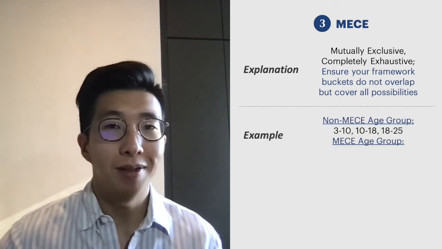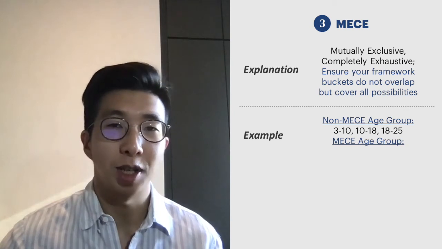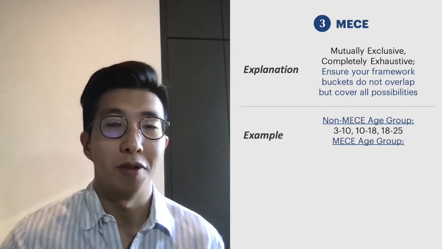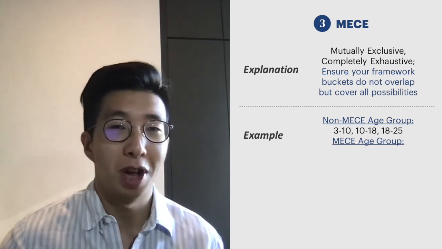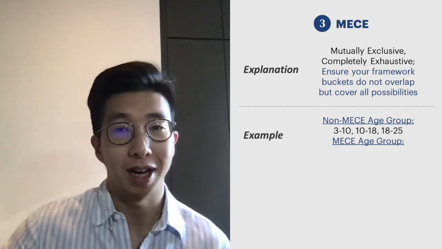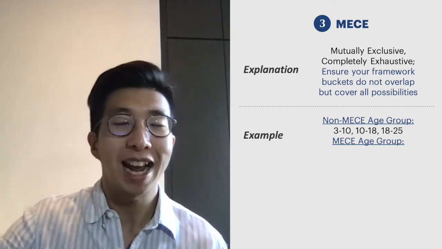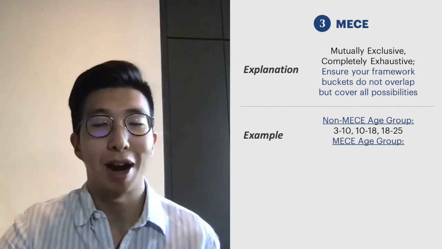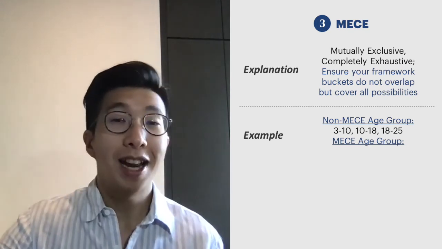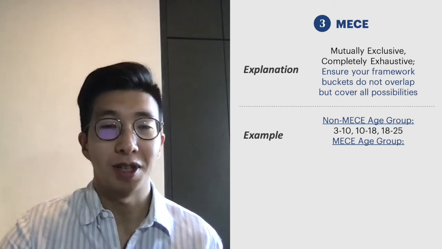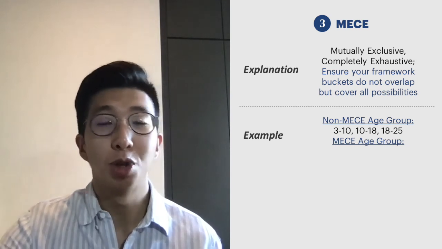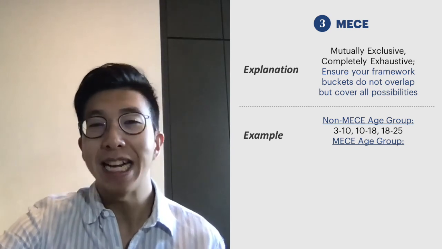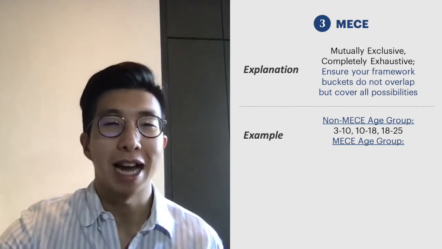For example, the age group that you see on the screen here is not MECE. Why? Well, imagine you were to put a 10-year-old in one of those buckets. The 10-year-old would fall under both the first and the second bracket. Similarly, if you wanted to put an 18-year-old in one of the buckets, he or she will fit under both the second bracket and the third bracket. And finally, this is also not completely exhaustive, as if you're talking about a 2-year-old or a 26-year-old, he or she will not fall under any of these brackets, and there's simply no place to categorize these people.